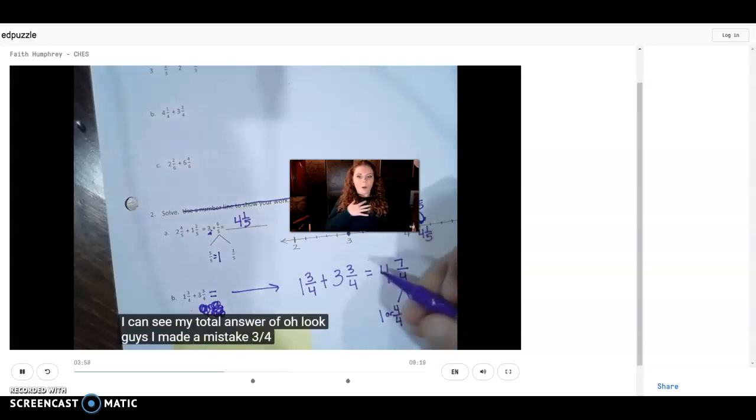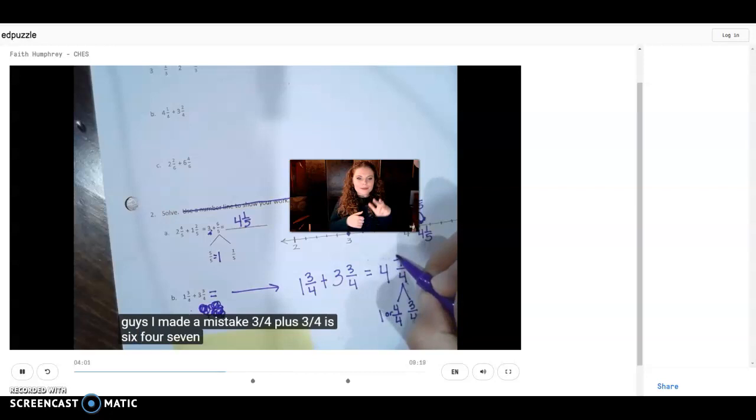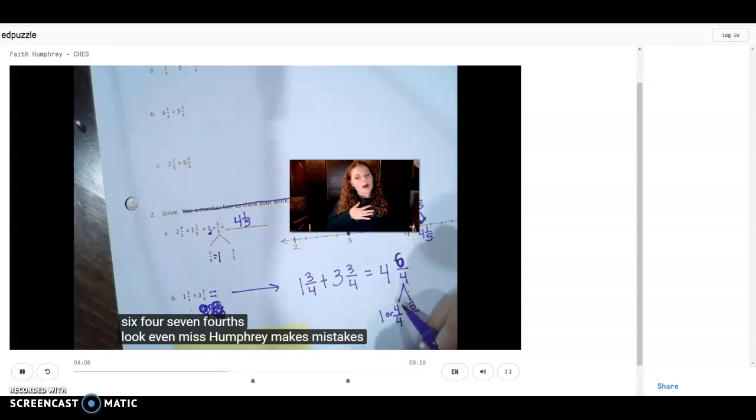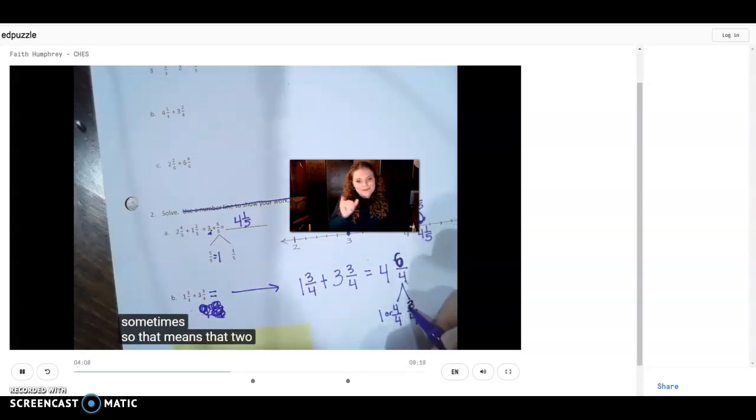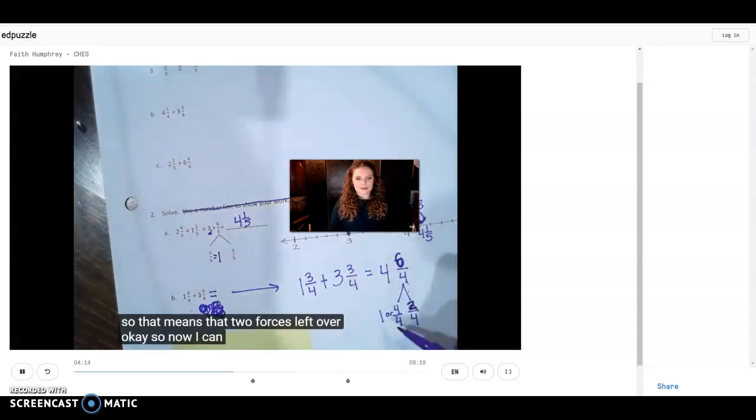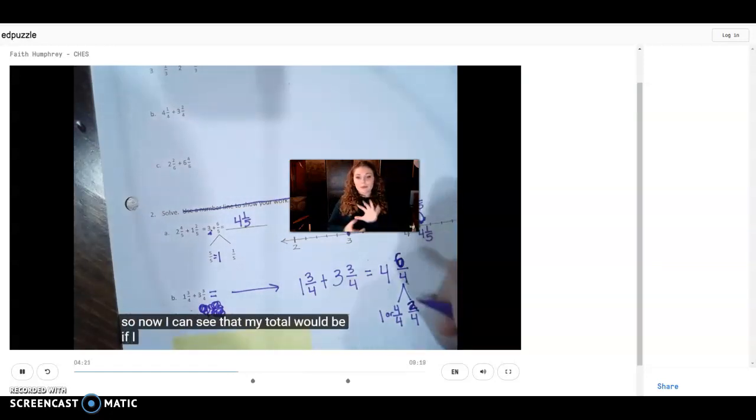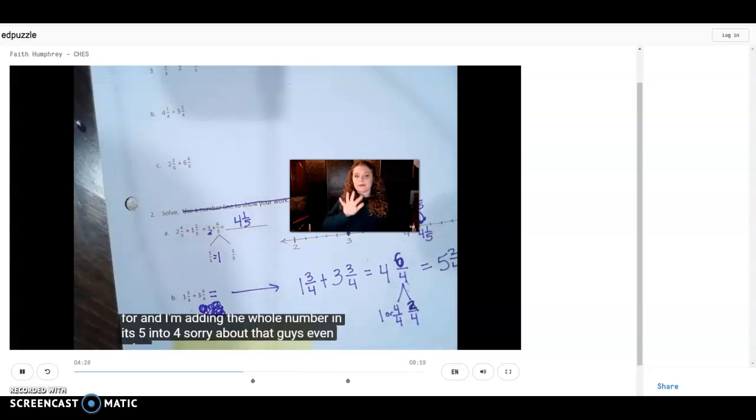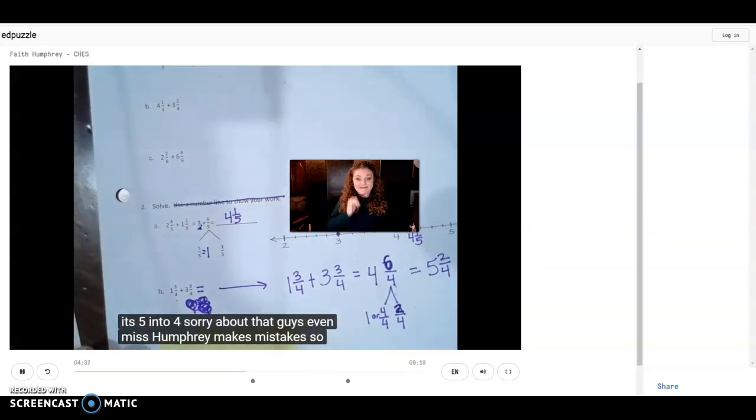oh, look, guys, I made a mistake. 3/4 plus 3/4 is 6/4, not 7/4. Look, even Miss Humphrey makes mistakes sometimes. So that means that 2/4 is left over. Okay, so now I can look and see what my whole number is added with my fraction. So now I can see that my total would be, if I have 4 and I'm adding my whole number in, it's 5 2/4. Sorry about that, guys. Even Miss Humphrey makes mistakes. So my total again is 5 2/4.